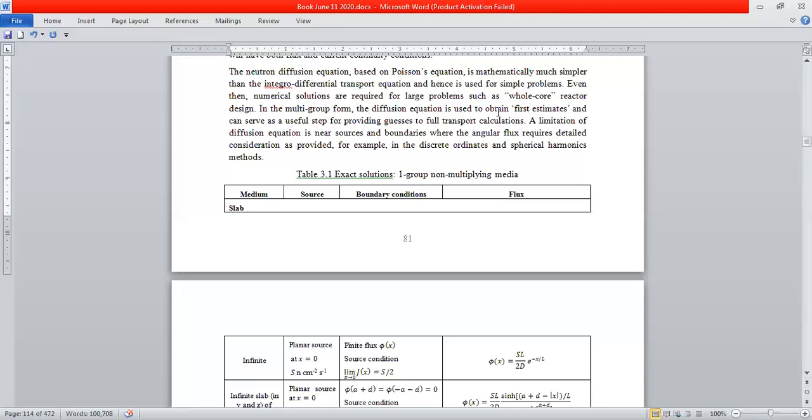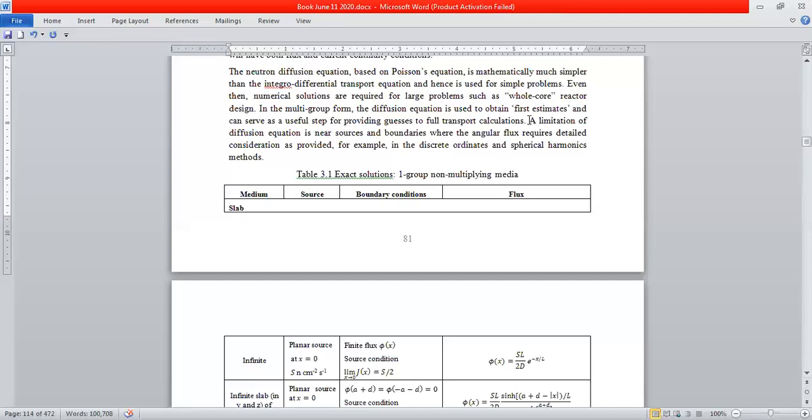Okay, so in the multi-group form, the diffusion equation is usually used to obtain first estimates, and it can serve as a useful step for providing guesses to fulfill the transport calculations. Now, there are limitations. Whenever you write down a model, always be sure you say, this is my assumption, these are my limitations, I can solve this, I cannot solve that. Every mathematical formulation has some limitations. Okay, well, that's why you do experiments. That when you do an experiment, you're not going to get exactly the same result, otherwise we wouldn't do experiments.